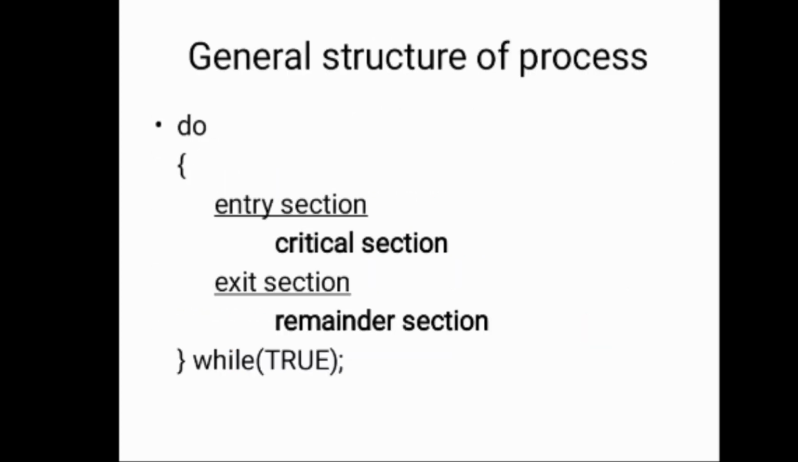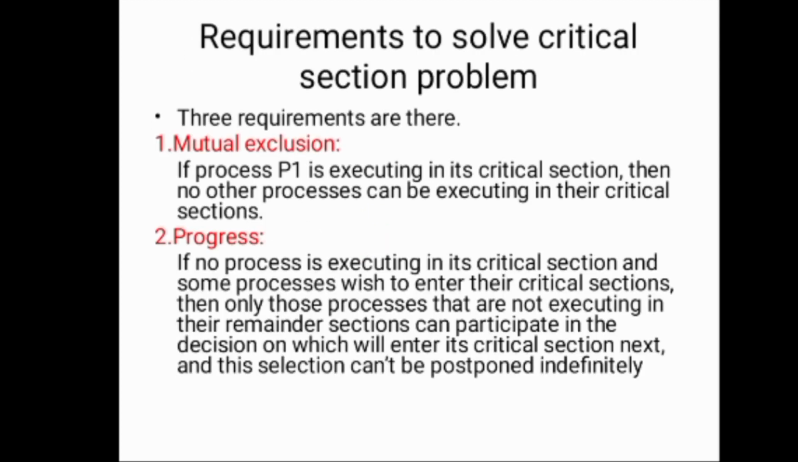This is the general structure of the do-while loop. Inside it, when entering the critical section we have to get permission from the entry section, and the critical section code is executed in the critical section. The exit section follows the critical section, and the remaining code is executed in the remainder section.